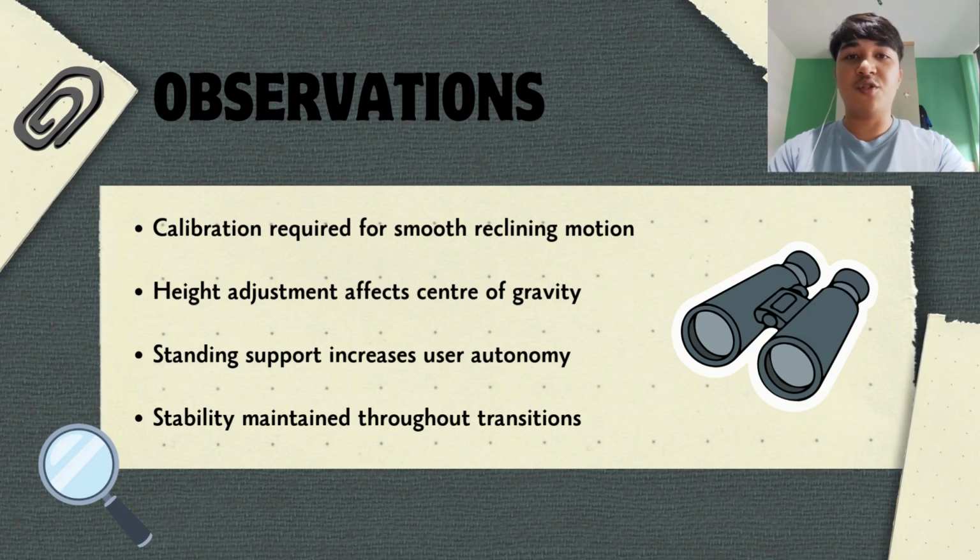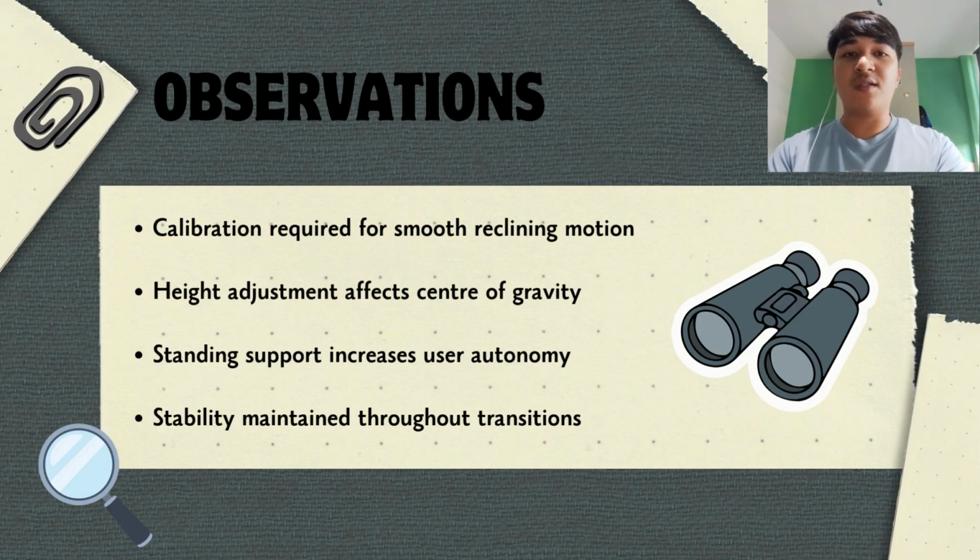The simulation also showed that height adjustment has a direct impact on the center of gravity. As the seat height increases, the center of gravity shifts upward, increasing the risk of toppling if not properly controlled. This highlights the importance of a stable base and controlled adjustment speed to ensure user safety.